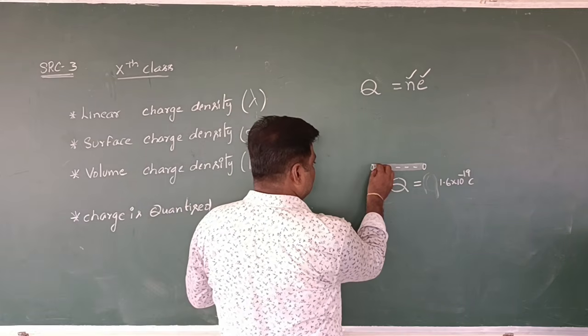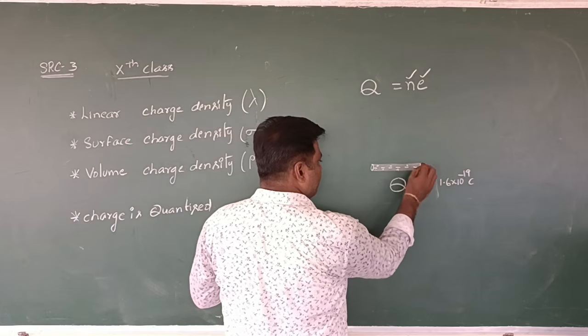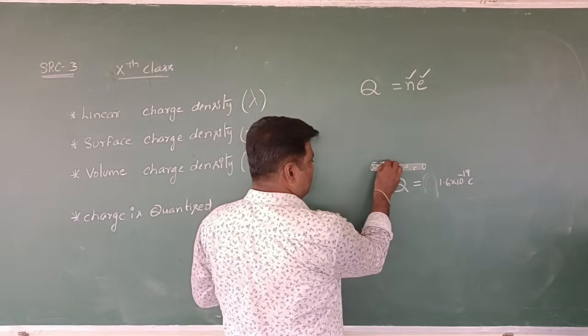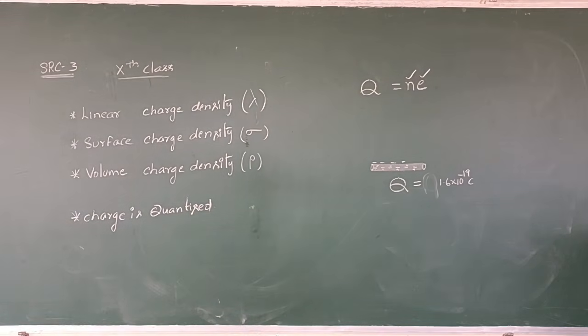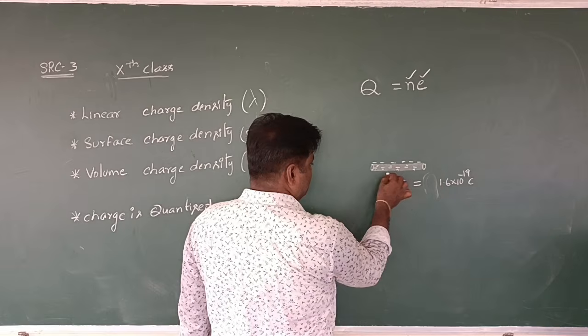Inside the conductor, they are neutral like this. If some excess charges are there, that will be located on the surface. That is, charge is located on the surfaces.